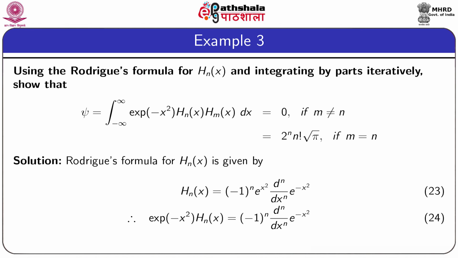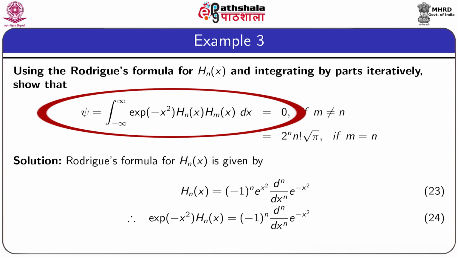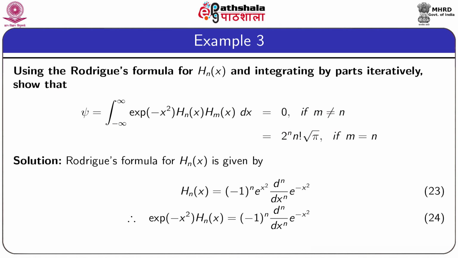In our next example, we will use Rodrigues' formula for the Hermite polynomial H_n(x), and then by integrating it by parts iteratively, we will show that the integral from minus infinity to plus infinity of e to the power minus x square H_n(x) H_m(x) dx is equal to 0 if m is not equal to n and is equal to 2 to the power n into n factorial into root pi if m is equal to n.